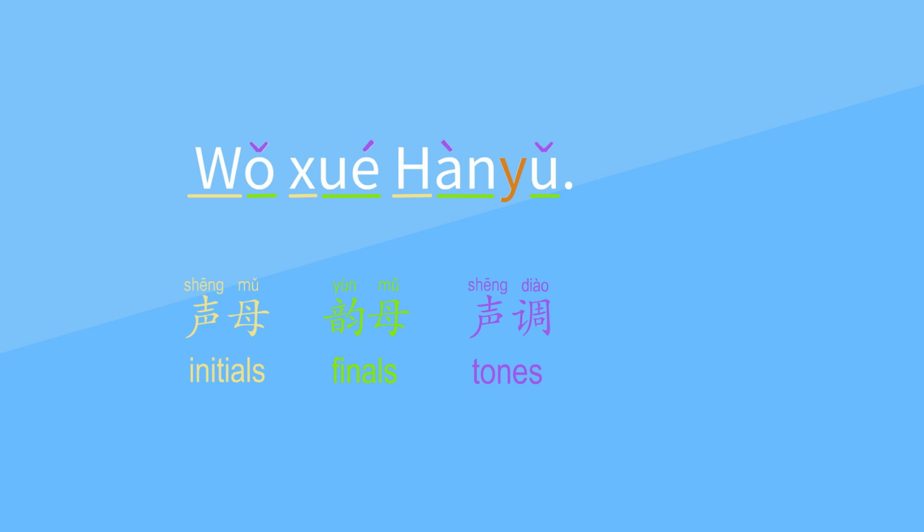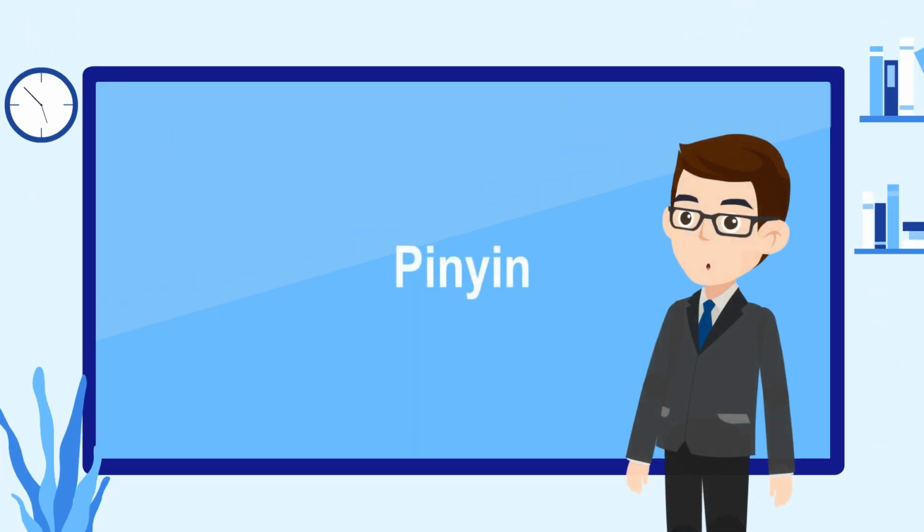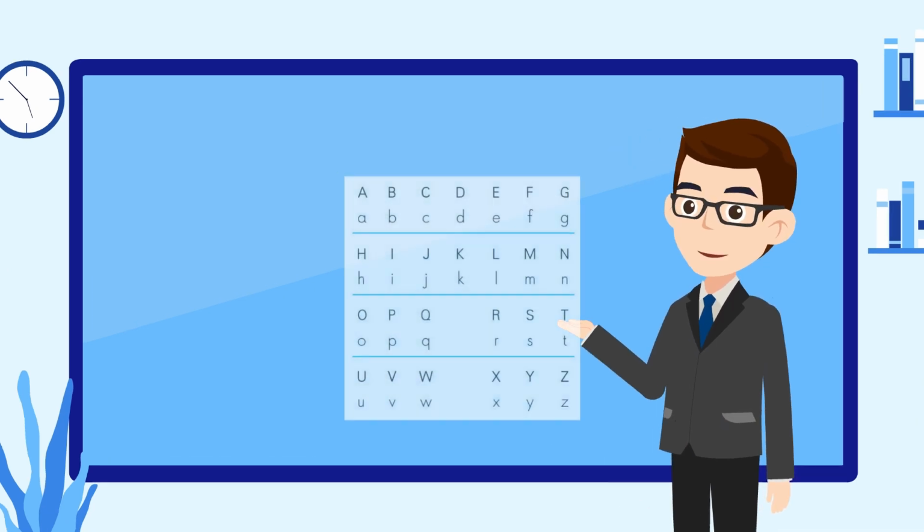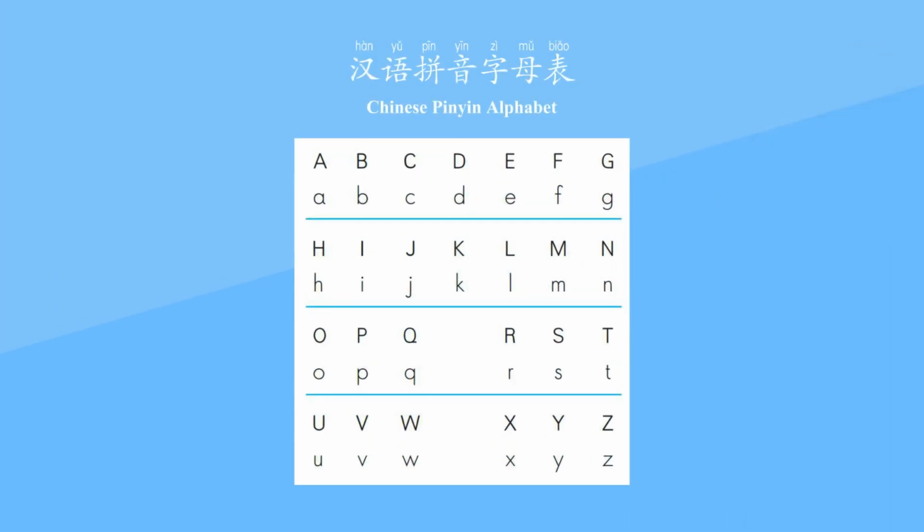Let's go into more detail, starting with the Pinyin alphabet. 汉语拼音, like English, has 26 letters. But the pronunciation of Pinyin letters is different from English. So, don't use English to pronounce Chinese sounds. We can learn the pronunciation of Pinyin with the Hanyu Pinyin alphabet sound.